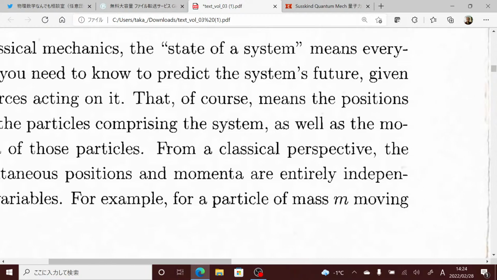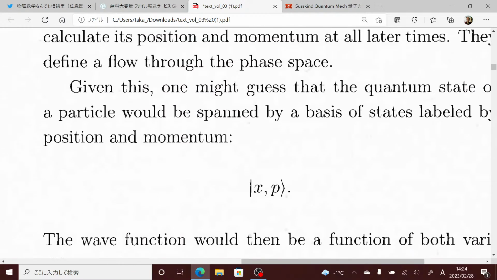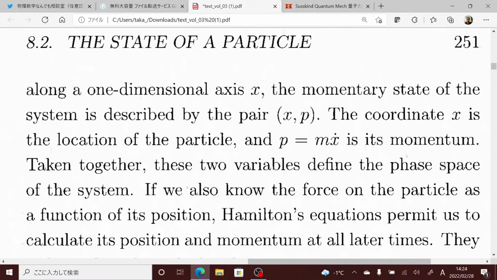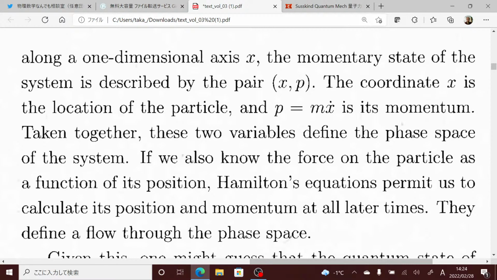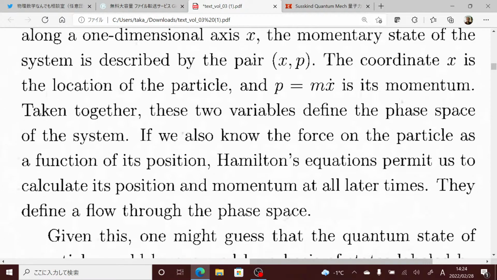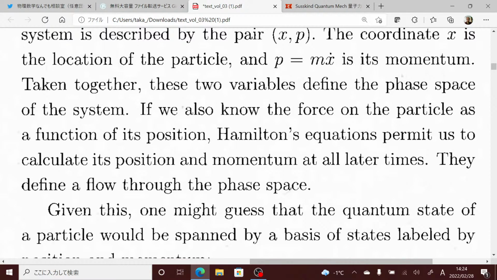For example, for a particle of mass m moving along a one-dimensional axis x, the momentary state of the system is described by the pair x, p. The coordinate x is the location of the particle, and p equals m x dot is the momentum. Taken together, these two variables define the phase space of the system.